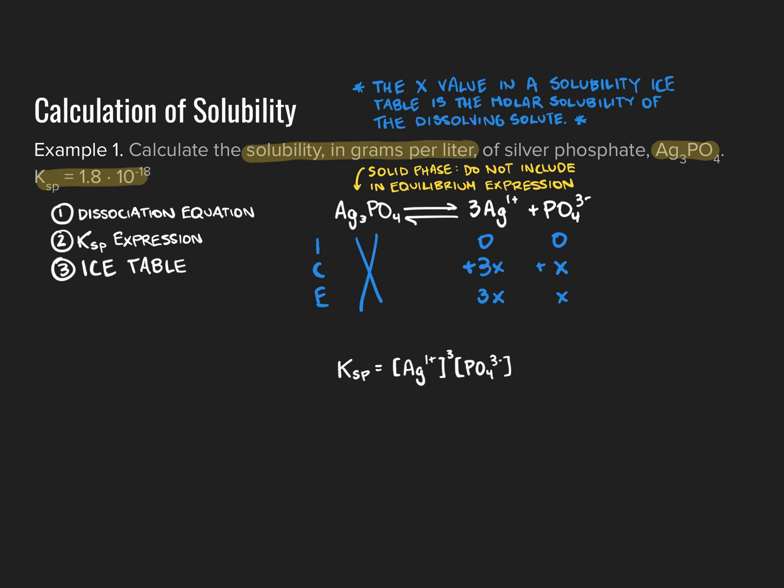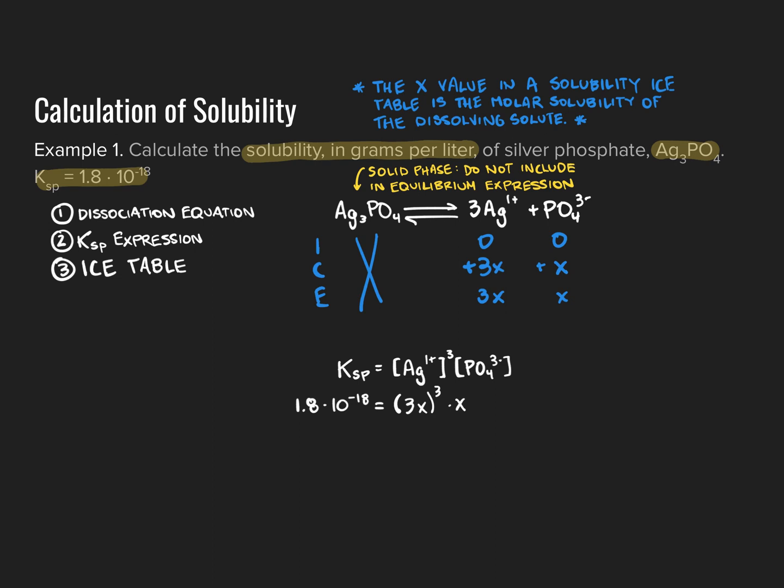So we now have an ICE table, and we can apply what we've learned previously to solve the ICE table in this system. We're going to go ahead and take those equilibrium concentrations defined in terms of x and plug them into our KSP expression. This yields for me here then a value of KSP, which was again 1.8 times 10 to the negative 18th. That value would be equal to silver's concentration of 3x molar, which gets cubed, times the phosphate's concentration of x.